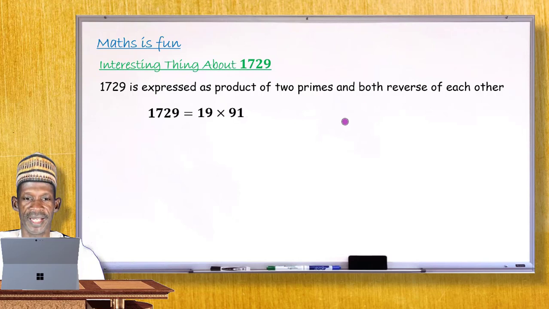1729 can be expressed as 19 multiplied by 91. Both of these numbers are prime. And looking at 19 and 91, you can see exactly they are reverse of each other. So multiplying 19 by 91 will give you this number back, 1729. This is very, very interesting with this number.